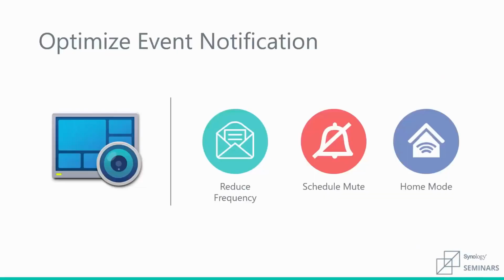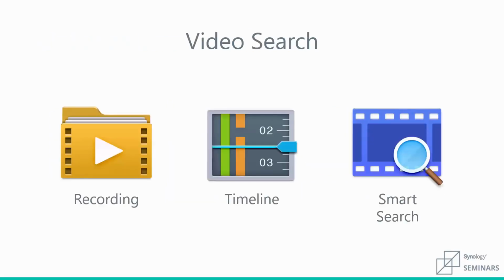Even after optimizing your motion detection settings, you may still receive more notifications than you'd like. In a moment, I'm going to demo how to further reduce the frequency of notifications, show you how to schedule a notification mute, and talk about how our home mode feature can manage and reduce your alerts while you're at home. I'm also going to discuss how to view your recordings. We've got 3 different ways you can interact with footage: the recording folder, timeline, and smart search.